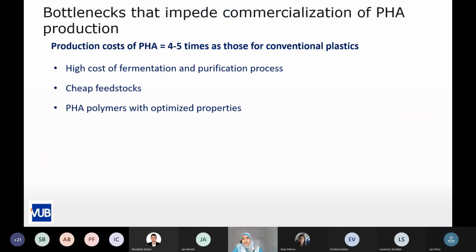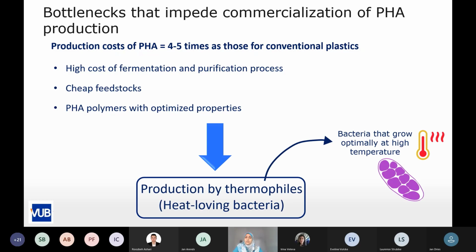Despite these interesting properties, there are still some bottlenecks that impede the commercialization of PHA on a large scale. And the problem is the cost of production. So the production cost of PHA is nearly 4 to 5 times that of conventional plastics. And that's because of several reasons, and I will mention some of them now. The high cost of fermentation and purification processes, finding cheap feedstock, and also optimization of the properties of the PHA polymers. And when we thought about these problems, we found that thermophiles can solve them.